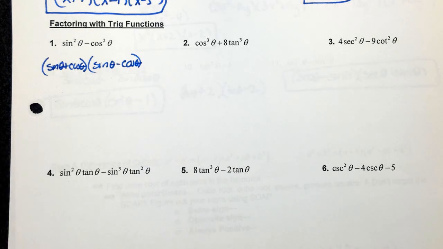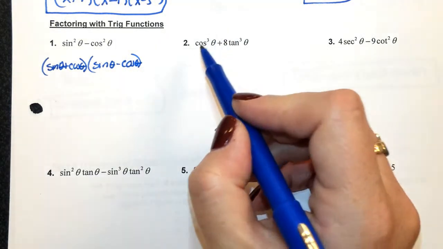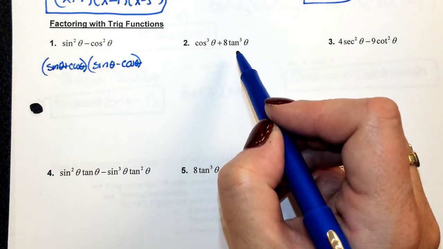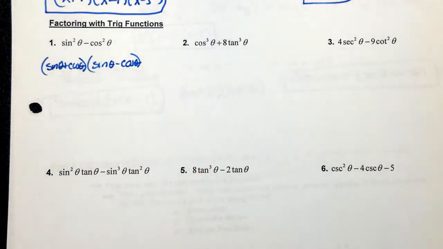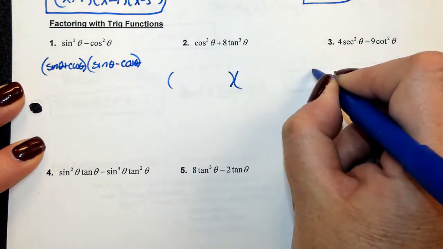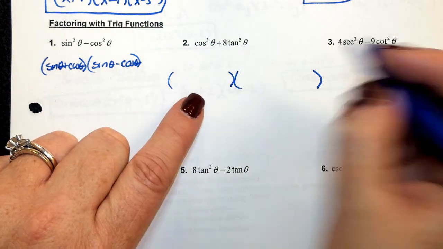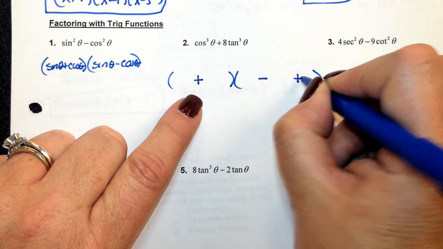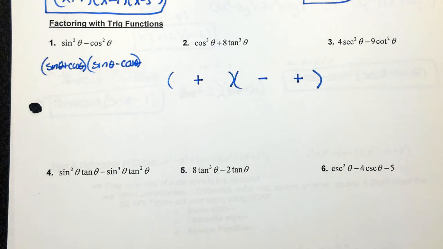Look at number 2. Cosine to the third is a perfect cube. A tangent to the third is a perfect cube. You've got 2 terms. So what pattern of factoring does number 2 fall into? So it's going to be your cubes. So now remember your SOAP. It starts with the same sign, opposite sign, always positive. I always do my SOAP first. I like to take care of my signs first.